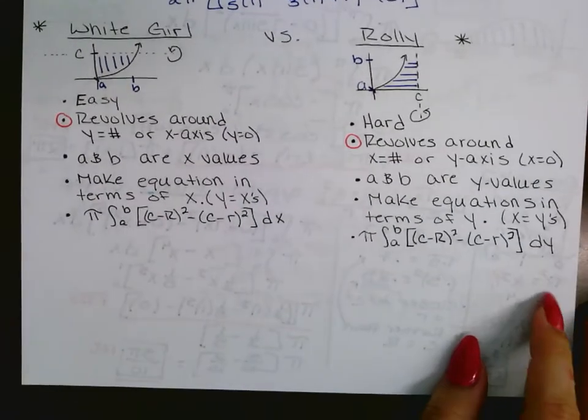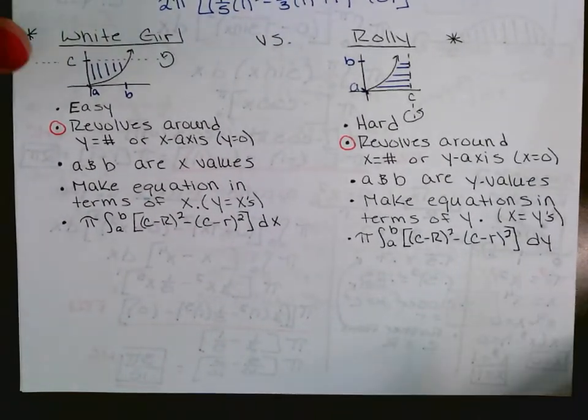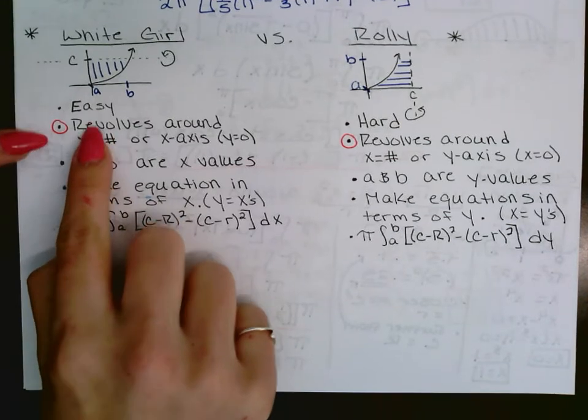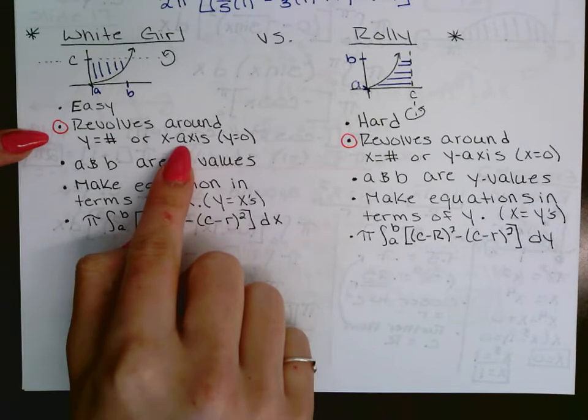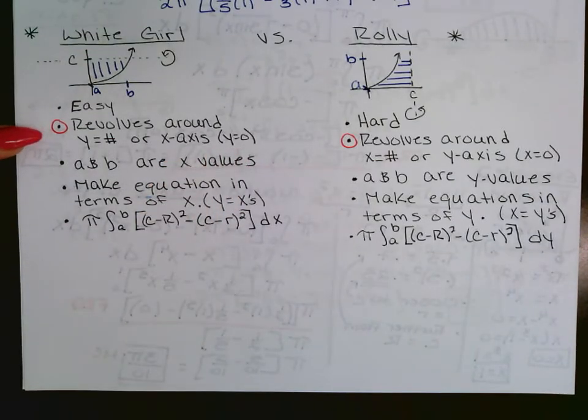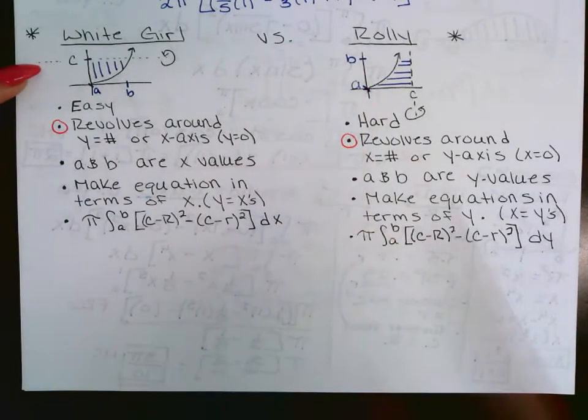So in my class, we came up with a short-term way of memorizing when it's rotating side to side and up and down, okay? So here are the notes. If you didn't get to see our literal dance moves in class, it may not make as much sense, but let's try through video. So the easy questions are when you are revolving around y equals a number or the x-axis, because the x-axis is y equals 0, okay? So what I circled in red is what would be given to let you know whether you're doing what we call a white girl or a rolly.